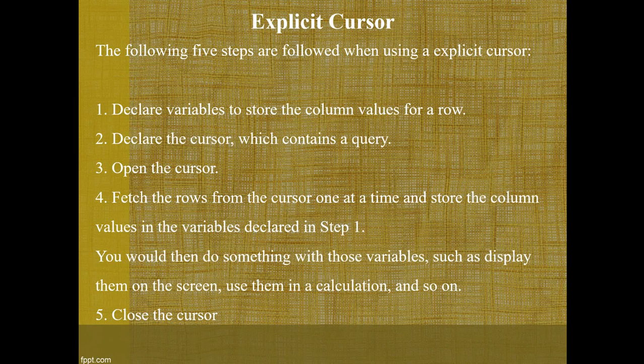Now we are moving on to explicit cursors. Here we have to follow five steps to implement the explicit cursor. The first one is to declare the variables that we need to store the column values for a row.